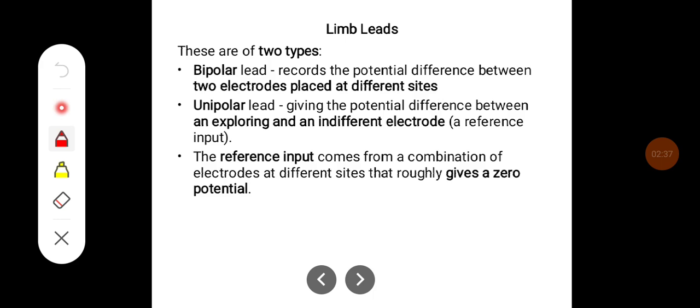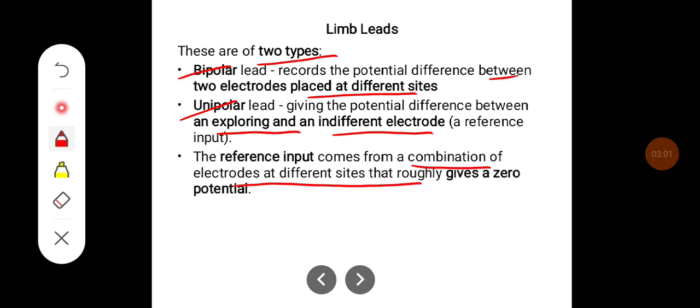Coming to the limb leads, there are two types: bipolar leads and unipolar leads. Bipolar lead records the potential difference between two electrodes placed at different sites, whereas unipolar lead gives the potential difference between an exploring and an indifferent electrode, that is a reference input. The reference input comes from the combination of two electrodes at different sites that roughly gives a zero potential.